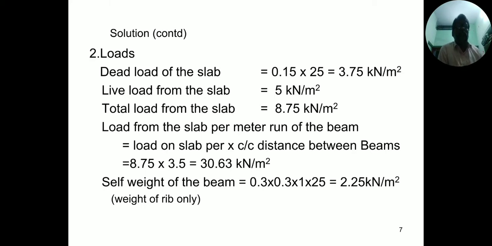That is 2.25 kilonewtons per meter. Beam self weight is taken as kilonewtons per meter. Slab self weight is taken as kilonewtons per meter square. No doubt? Self weight of the beam is the weight of the rib portion only.